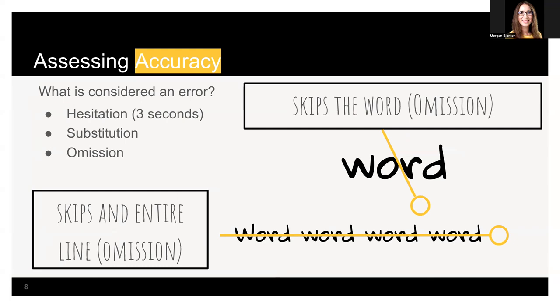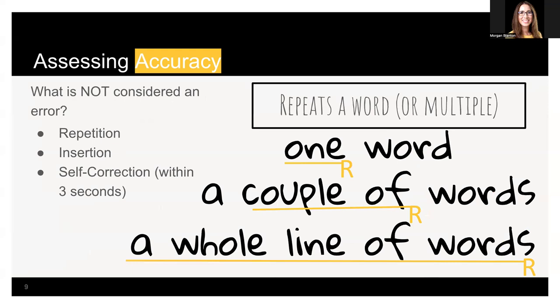They skipped the word. Sometimes though, they get offline and they skip an entire line. Well, all of those have to be counted as errors. So I would mark through the whole line and put an O at the end to remind me that they omitted that whole entire line. Each one of those words counts as an error.